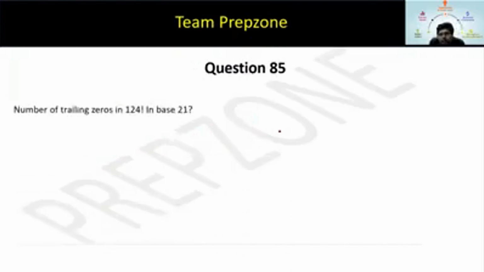Now let's take it to the base system. Number of trailing zeros in base 21. What will be the answer? Again, follow the same analogy. Yeah, greatest integer function, right? Use the same analogy, guys. Ditto, same analogy. What will you get? If this would have been base 10, what would you have done? 2 into 5, and then you would have taken the greatest integer with 5. This is base 21. Now what will you do?